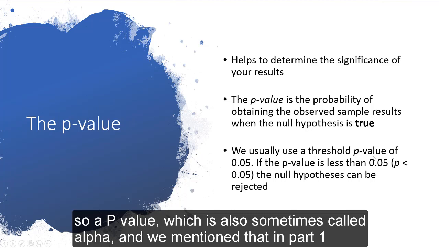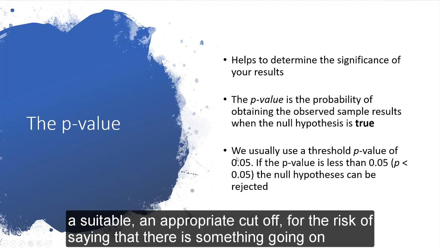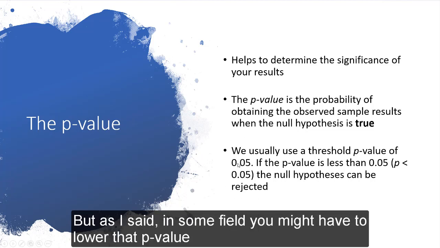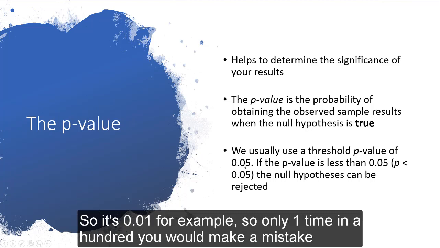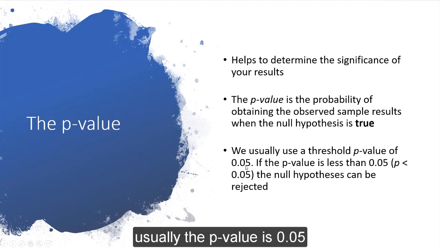So a p-value, which is also sometimes called alpha, we mentioned that in part 1, of 0.05 is usually seen as a suitable and appropriate cutoff of a risk of saying that there is something going on, that there is a statistically significant result, when actually there isn't. But as I said, in some fields, you might have to lower that p-value. So it's 0.01, for example, so only 1 time in 100 you would make the mistake of saying something's going on when there isn't. But unless otherwise stated, usually the p-value is 0.05.